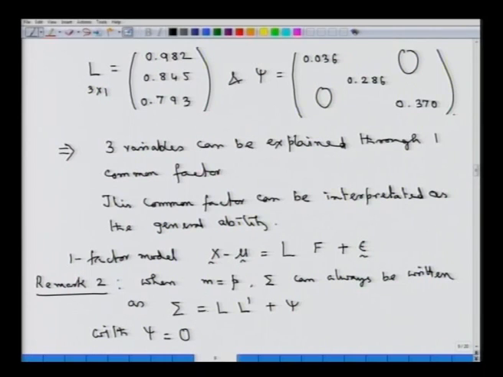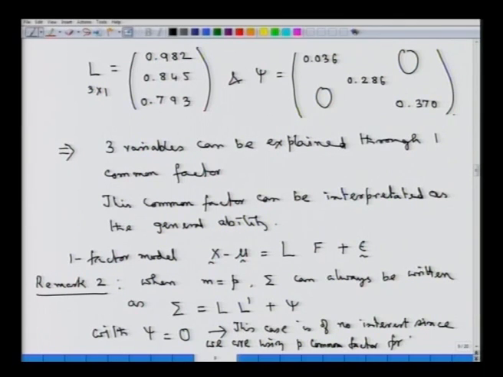But what we are doing here, we are expressing p variables x1, x2, xp in terms of p common factors only. So, there is no reduction as such in this particular situation. So, this case is basically of academic interest. This case is of no interest, actually, since we are using p common factors for p variables only.